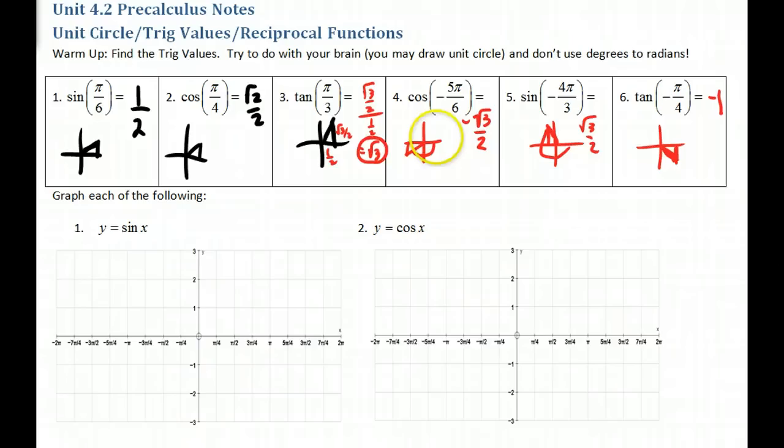Cosine of negative 5 pi over 6, you go down and over to here. So this is equivalent to 7 pi over 6. But then the cosine is going to be the big side of the triangle, so it's negative square root of 3 over 2. Here, this one's standing up, so then it's going to be square root of 3 over 2, and then the tangent of negative pi over 4 would be negative 1.